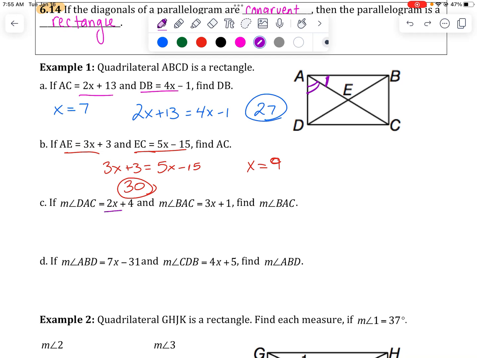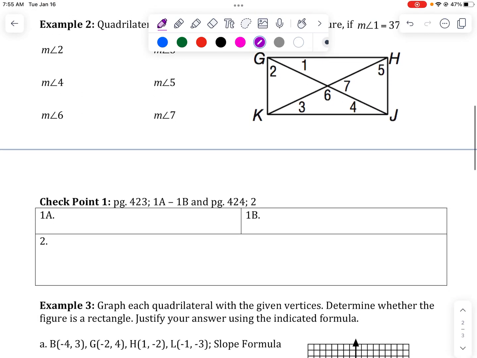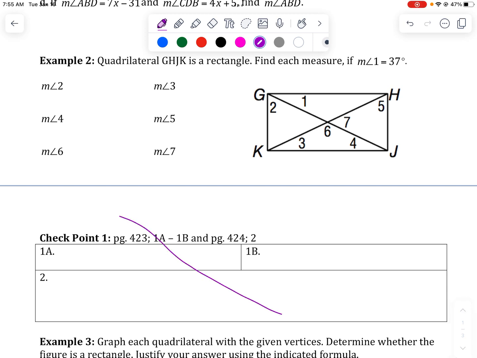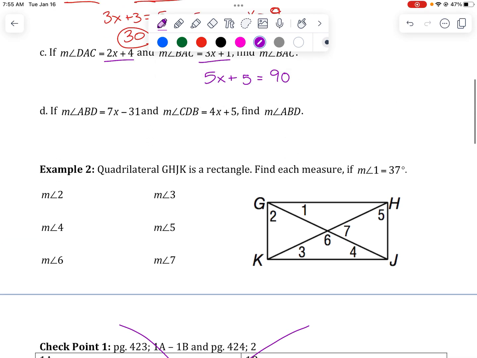So I've got my two angles, 2x plus 4, 3x plus 1. But what do I know about the angles in a rectangle? They've got to be 90 degrees. So if they've got to be 90 degrees, I know these two things must add up to 90. So 5x plus 5 equals 90. And I could solve from there. I'm going to ask you to try C and D on your own. Pause the video, try those, and then unpause and check your work.